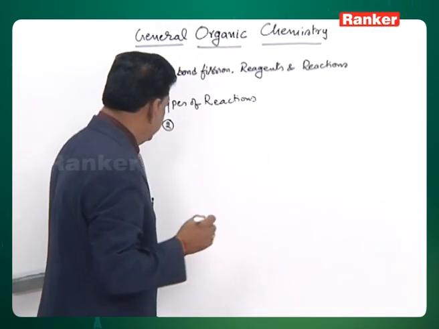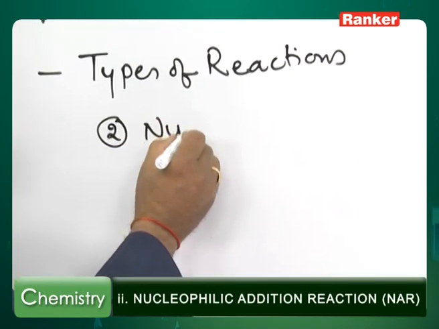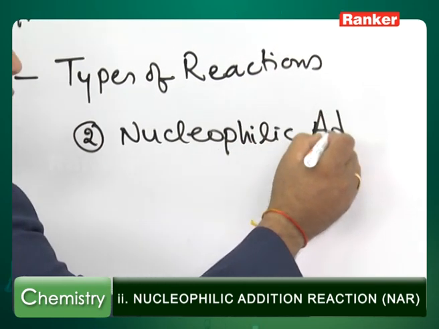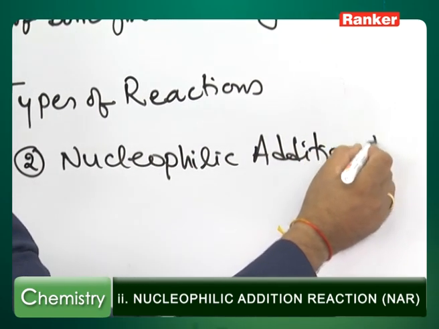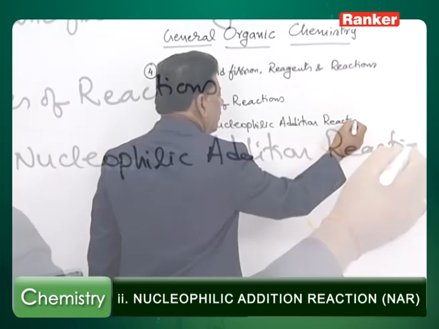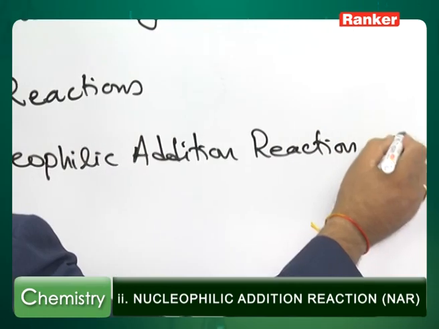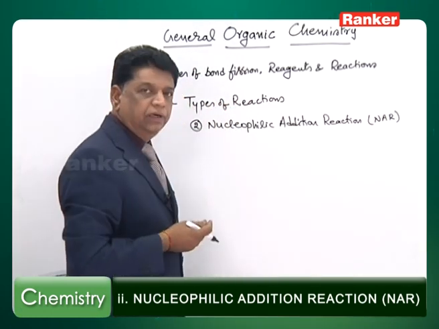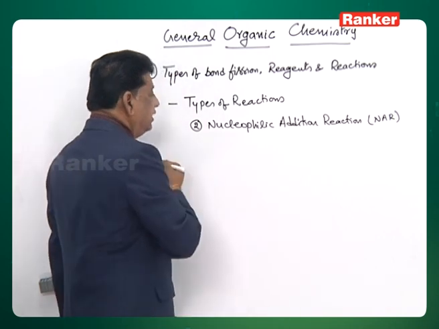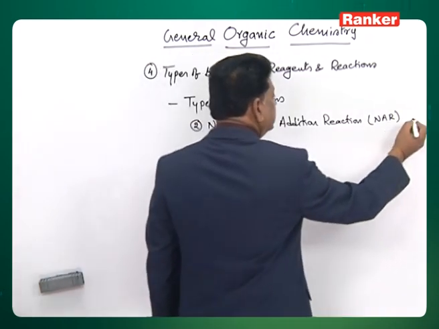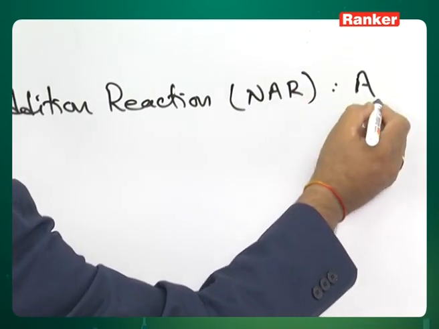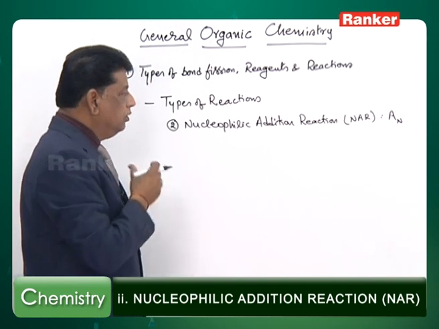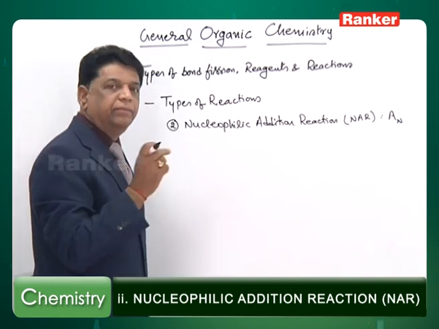The second type of reaction is the nucleophilic addition reaction. Nucleophilic addition reaction. You can abbreviate it as NAR. Nothing wrong to abbreviate if you have some information, smart starting letters, you can use it. However, it is called an addition started by a nucleophile. Therefore, you have to code this reaction as an AN type of reaction.